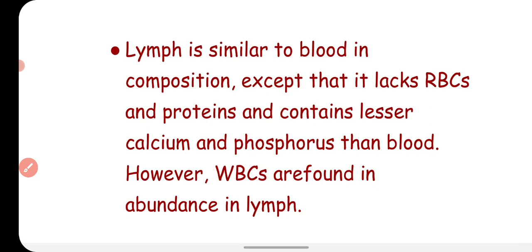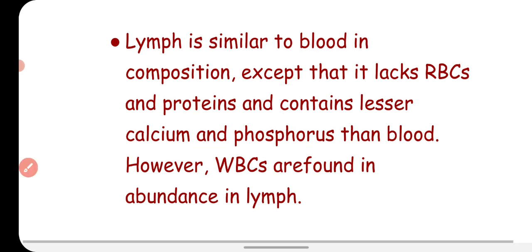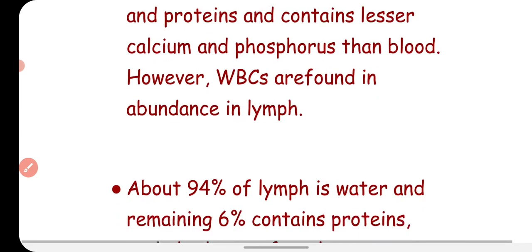Lymph is similar to blood in composition except that it lacks RBCs and proteins, and contains lesser calcium and phosphorus than blood. However, WBCs are found in abundance in the lymph. So if you compare the lymph and the blood, lymph is similar to the blood, but there are some components which are absent in the lymph, which are RBCs and some proteins, and it has less calcium and phosphorus than the blood. But the white blood cells are found in the lymph.